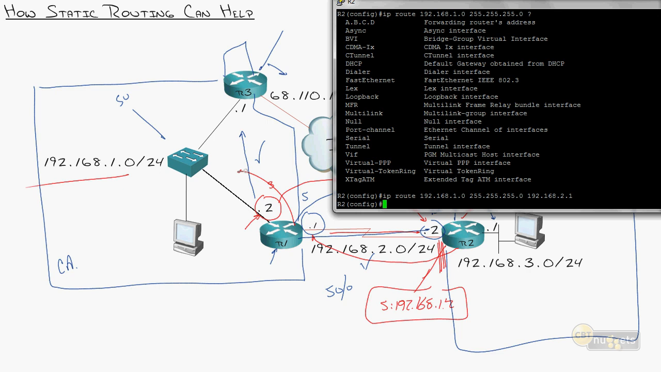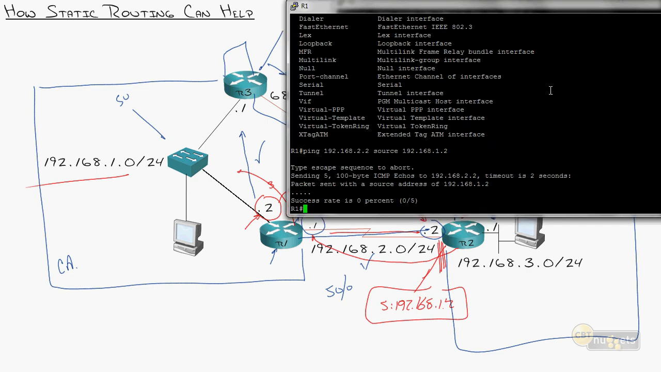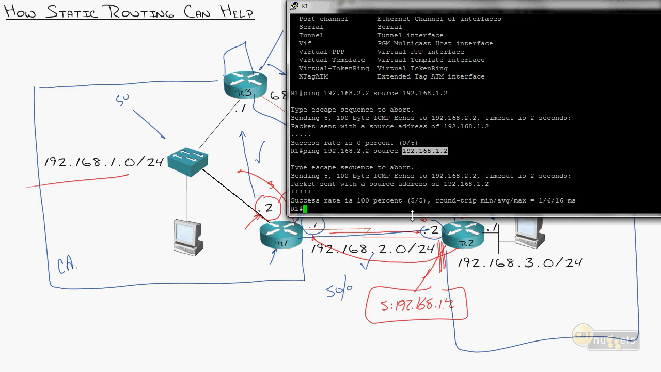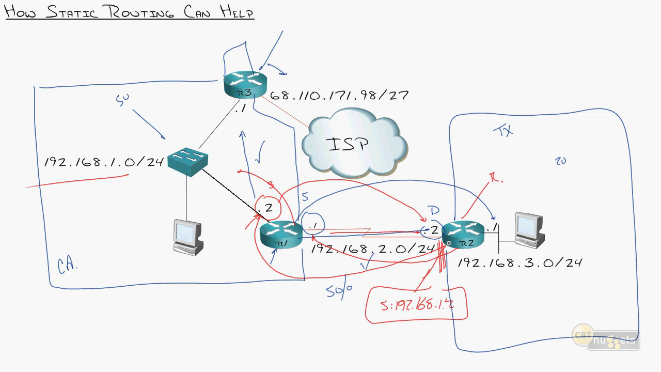So now I can come back to router 1 and do the same command. You know, ping him again from a source of 192.168.1.2, and now we have success. Why? Because router 2 knows how to get back. He's saying, okay, now it's coming from this source, and somebody just educated me how to reach this entire network.